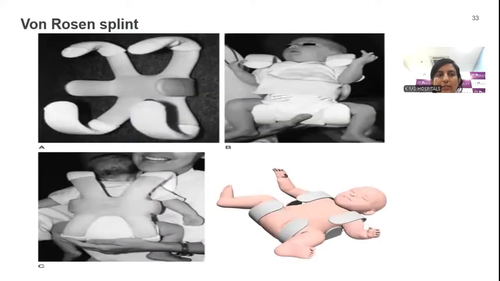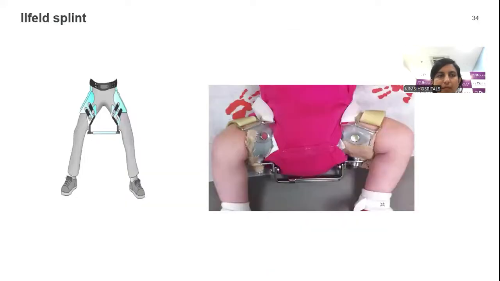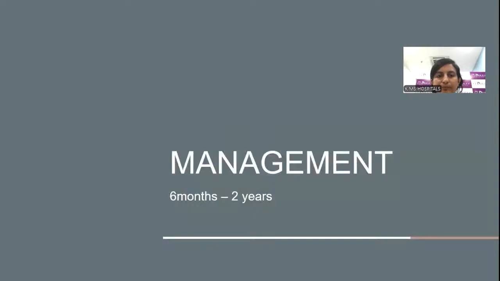So this is von Rosen splint, which can again be used in babies less than 6 months of age. And this is Ilfeld splint, which is an abduction brace, which can also be used in babies less than 6 months of age. But among all these four, even now, Pavlik harness is the most commonly used splint for babies.